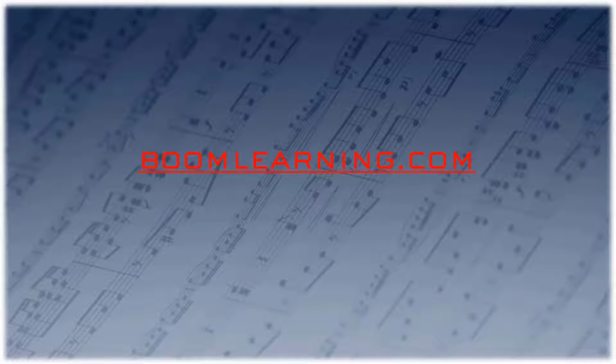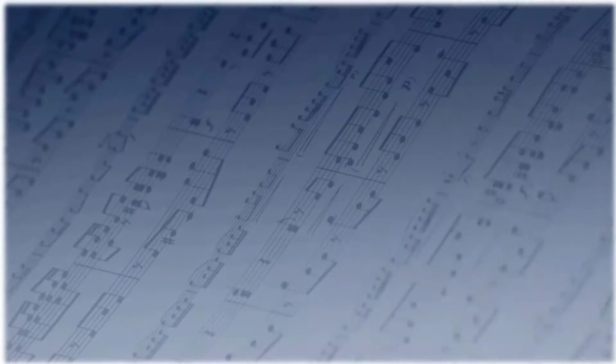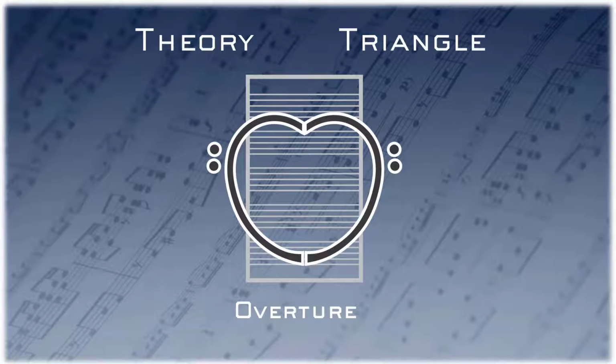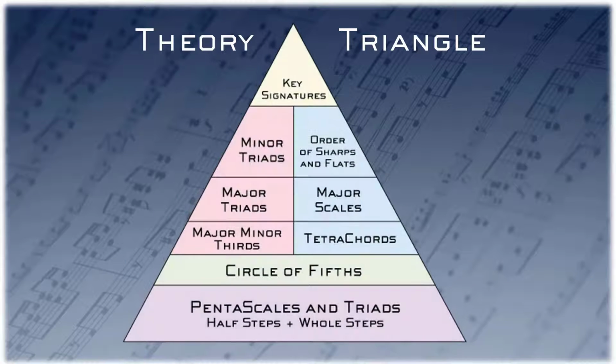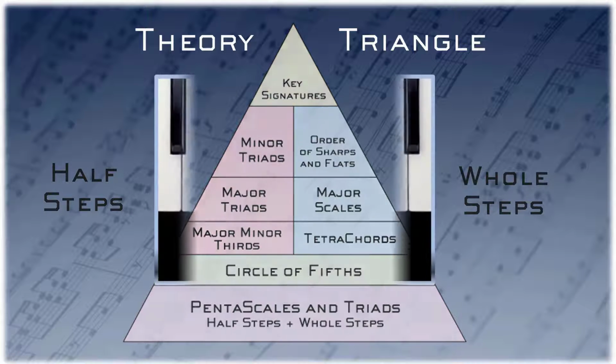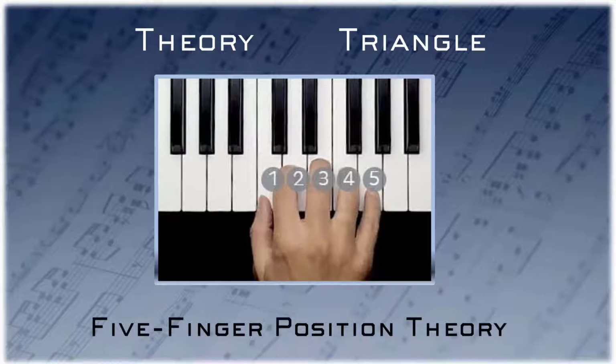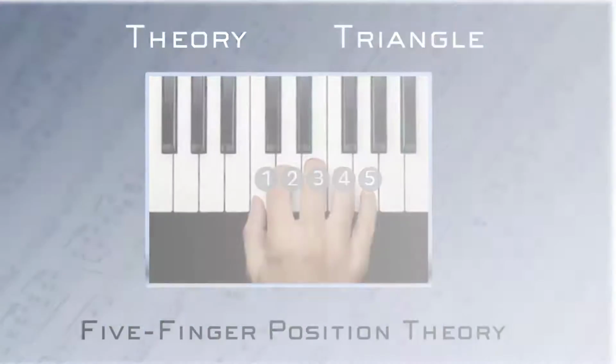Let's return to our presentation and check out Overture Boom decks for older students with a theory triangle. Notice the base of our theory triangle is pentascales and triads. Triads naturally occur in any 5-finger pentascale, simply combinations of half steps and whole steps. What can be taught within the structure of 5 notes and 5 fingers? Let me introduce 5-finger position theory from the beginning with beginning students of all ages.